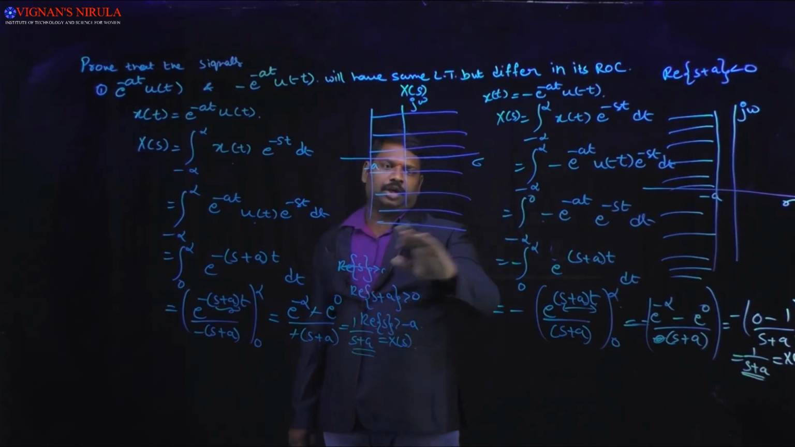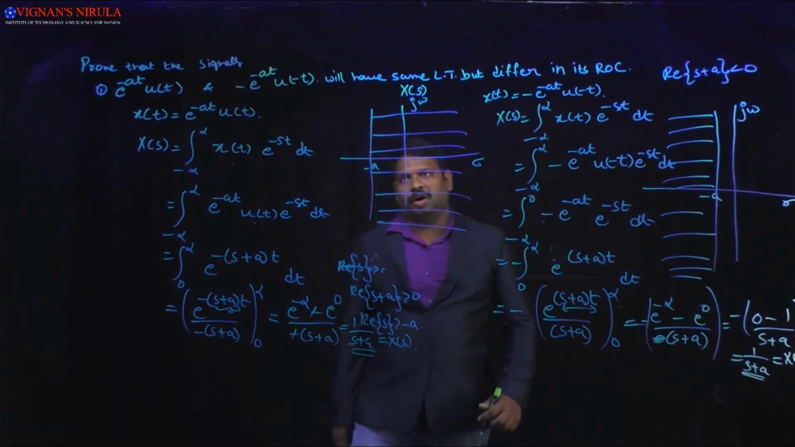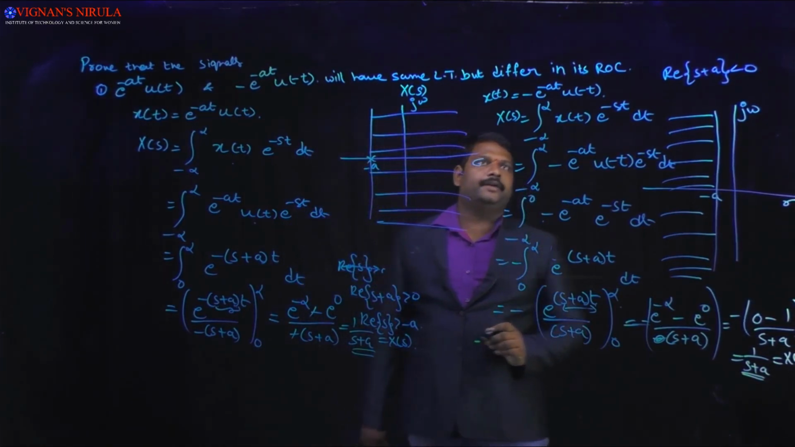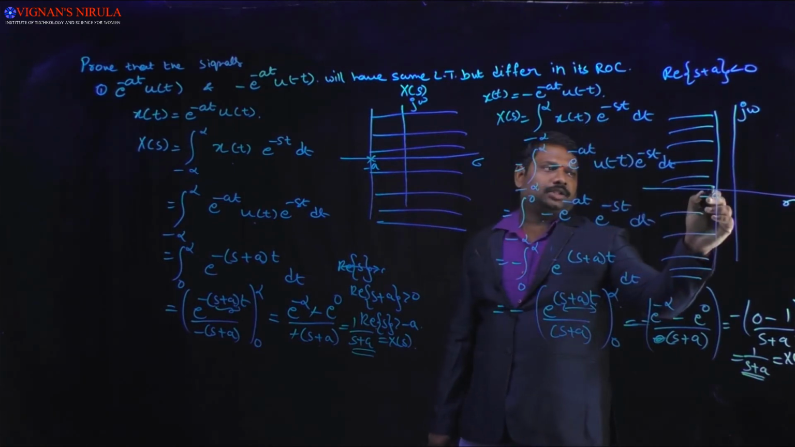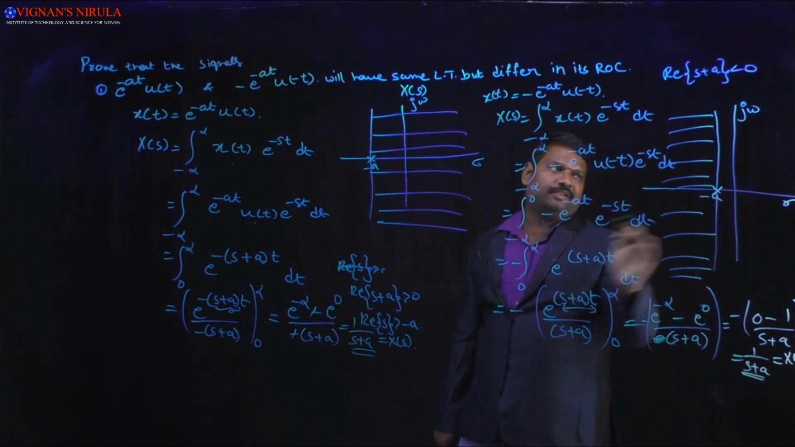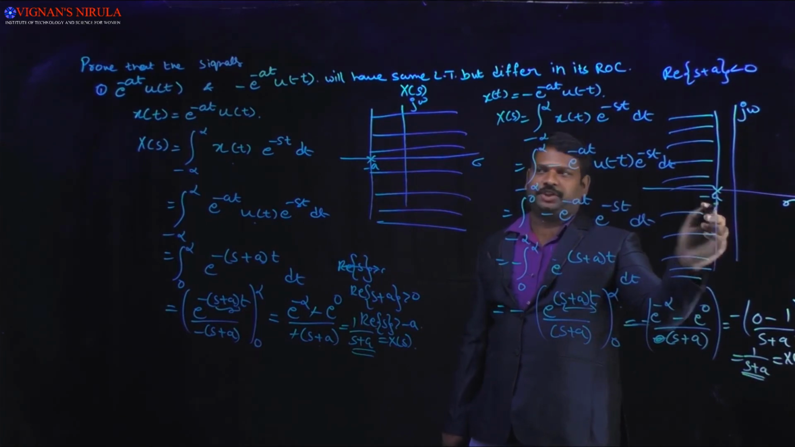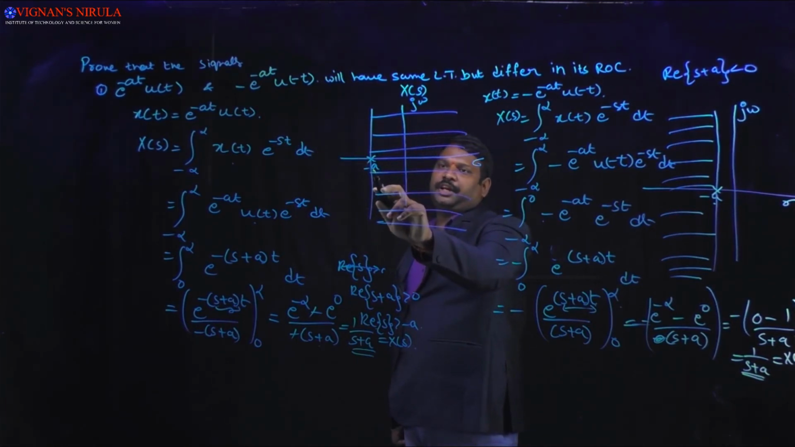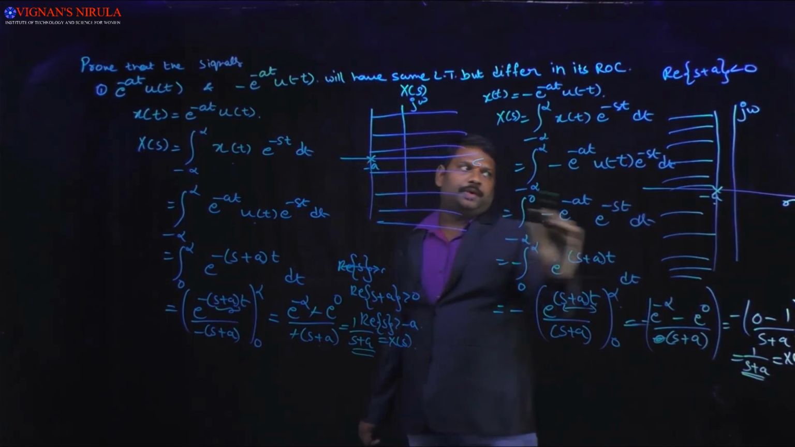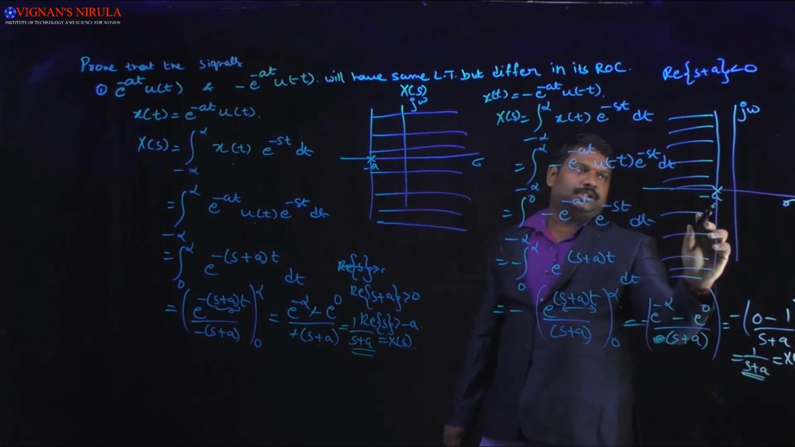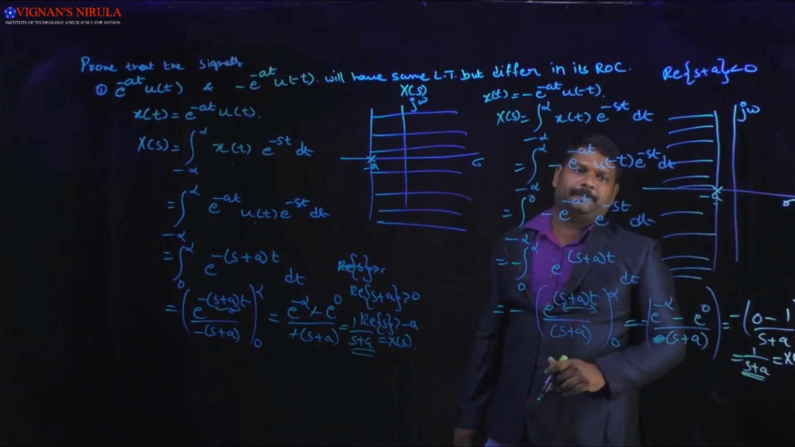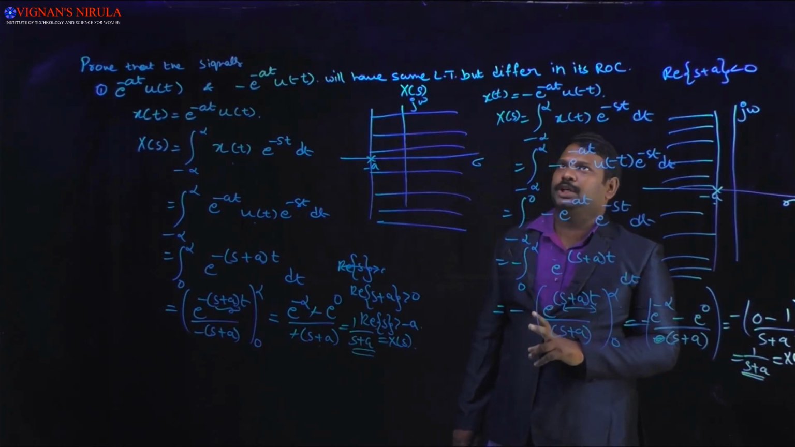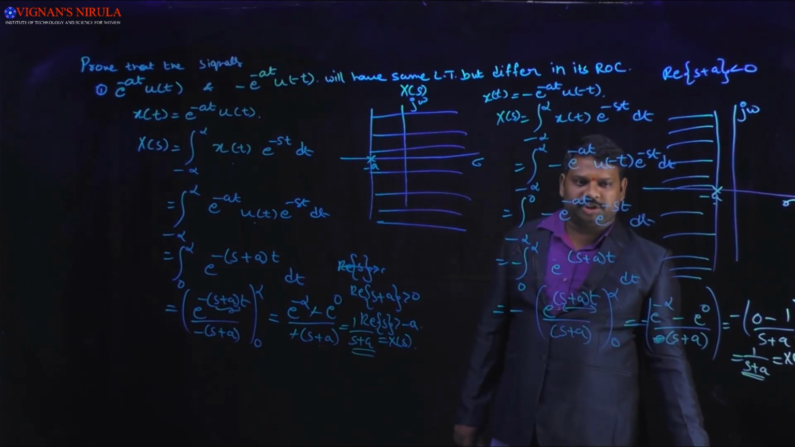It is right of the rightmost pole. And for the left sided signal, the region of convergence will be left of the leftmost pole, where the pole is at minus a. In both the cases, the pole is at minus a. For a right sided signal, the ROC is right of the rightmost pole, and for the left sided signal, the ROC is left of the leftmost pole. Right? That is the question where the Laplace transforms will be same, but they differ in their ROC, region of convergence.